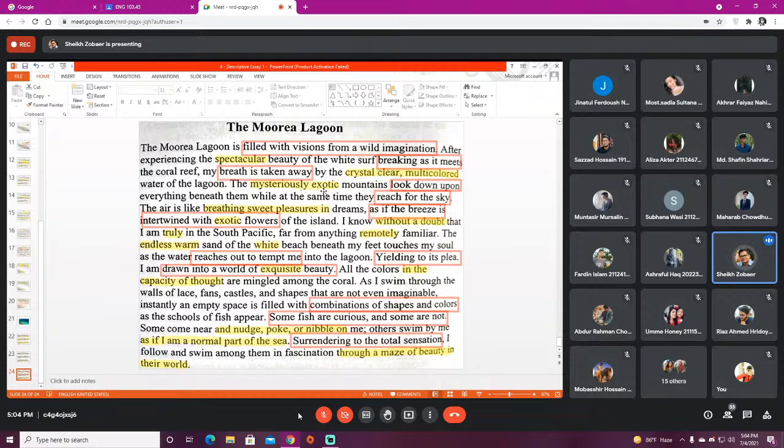Okay, is it somewhat clear to you, everyone? Yes, sir. All right, so this is how you can improve the content. And we already know the structure. Is there any problem with this structure? Anyone has any confusion with the structure of the essay?